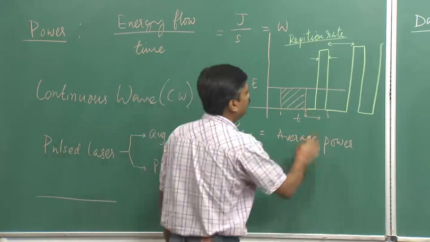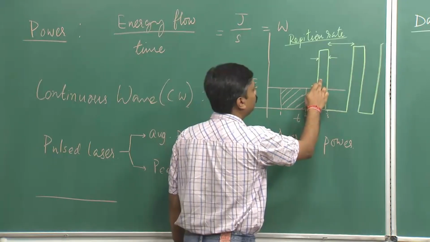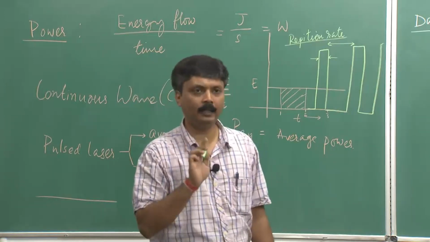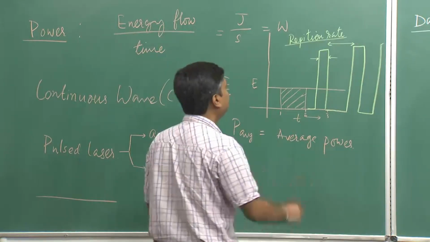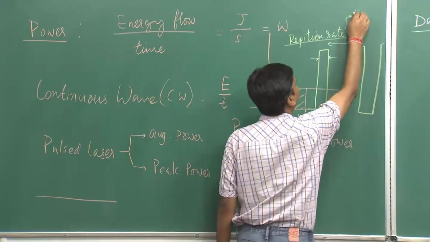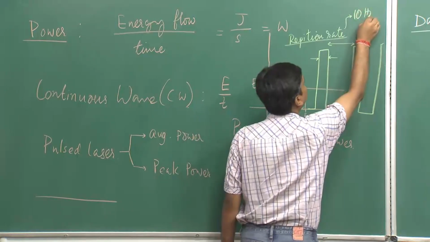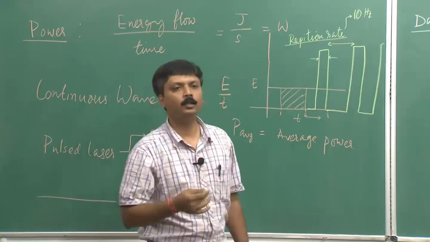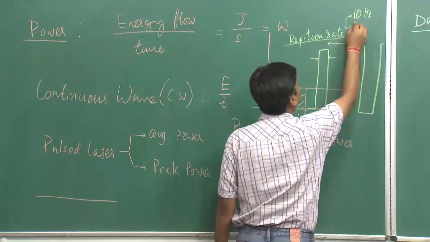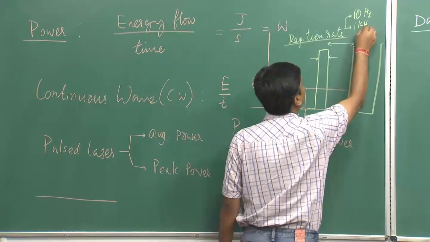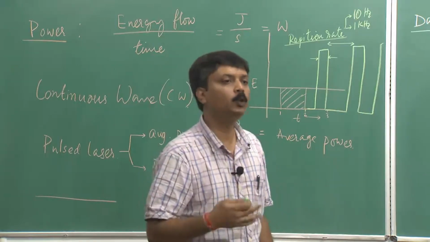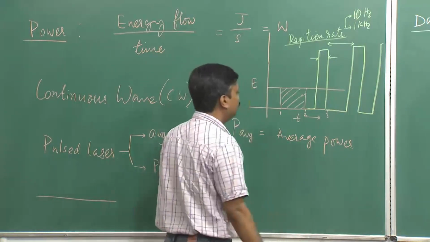So, suppose if the pulse is on 10 times in a second, then the repetition rate will be 10 hertz. Suppose it flashes 1000 times, then the pulse repetition rate will be 1 kilohertz. Similarly, if it flashes a million times, it will be 1 megahertz, and so on.